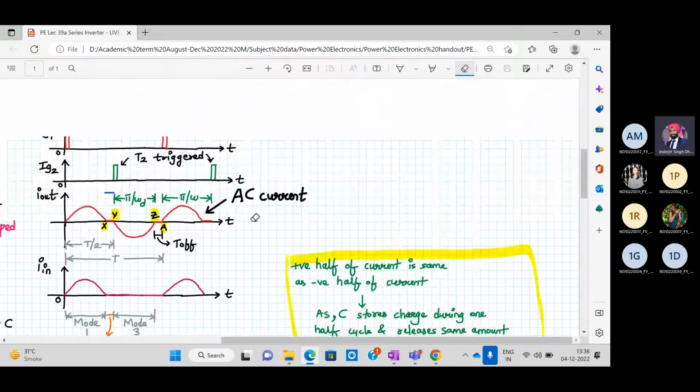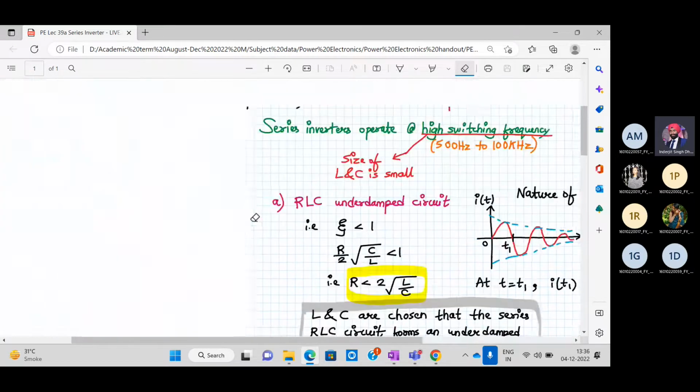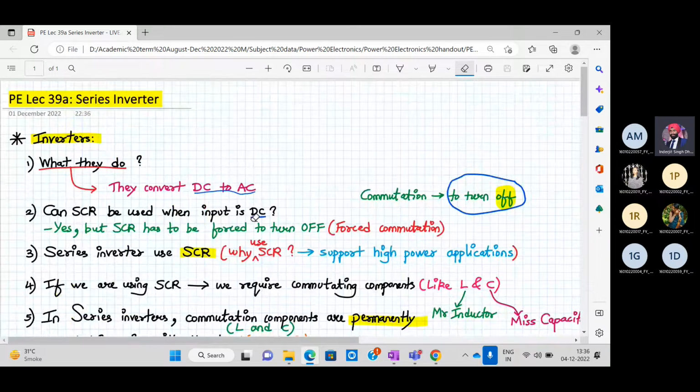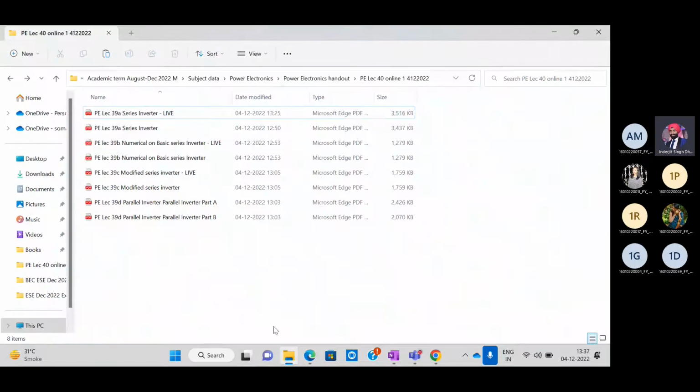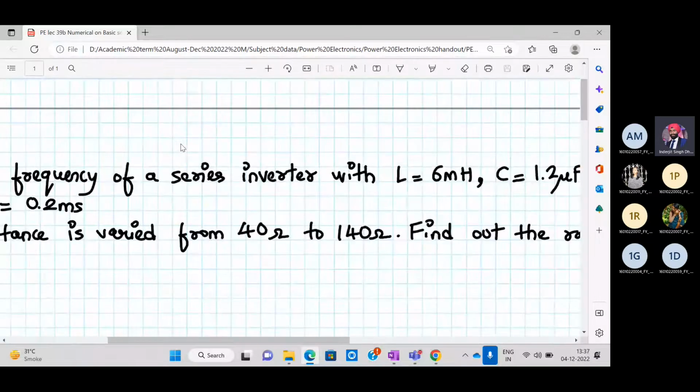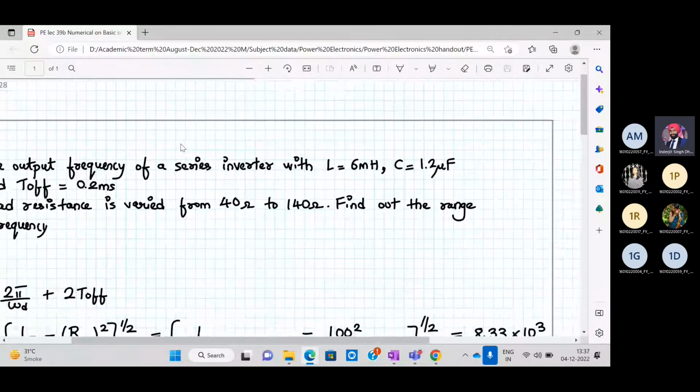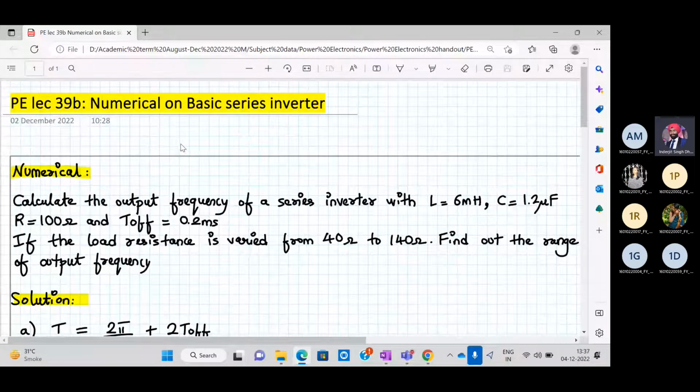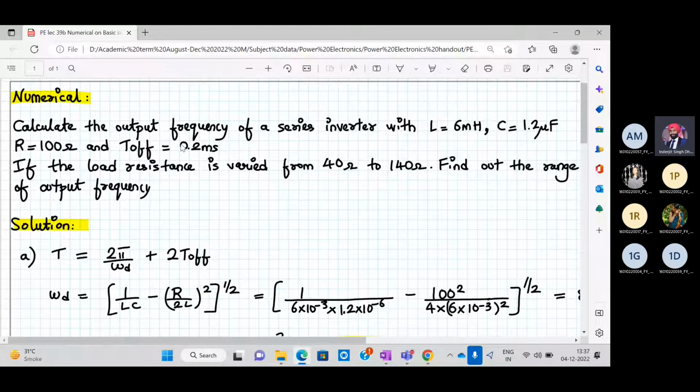Now we'll move on to the numericals next. This was about the basic series inverter. Now we'll go to the numerical based on the basic series inverter. Okay. So let's begin with the numerical on basic series inverter.